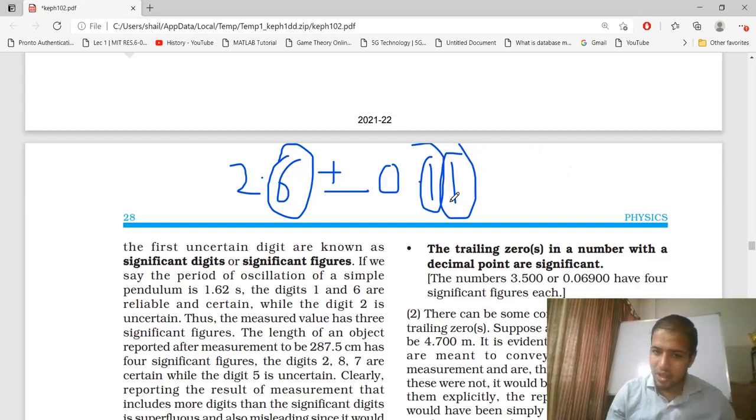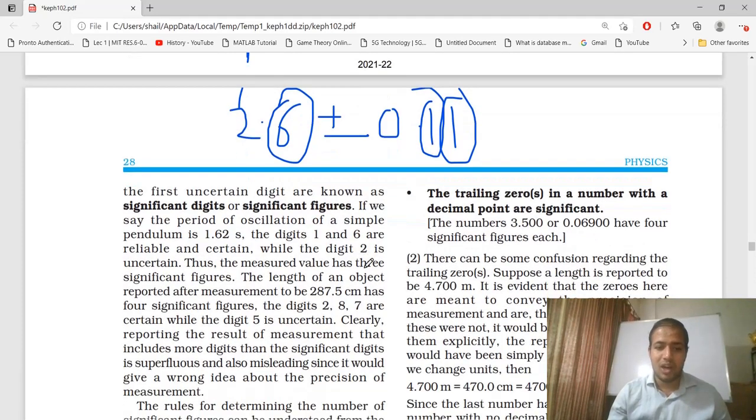minus 0.1, because if we add 0.1 to 2.6 it will become 2.7, and if you subtract that, it will become 2.5. So 2 is not changing here, so 2 is reliable, and the 6 in the first decimal place is the unreliable digit. Very important to understand here, because that will build our concept of unreliable and reliable digits.